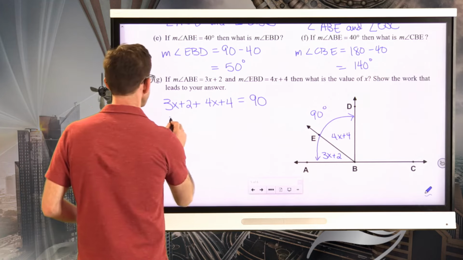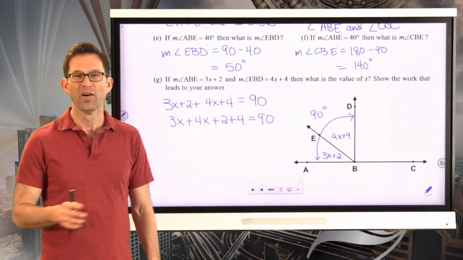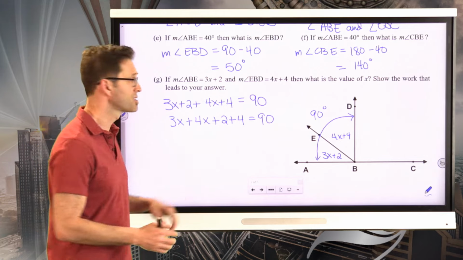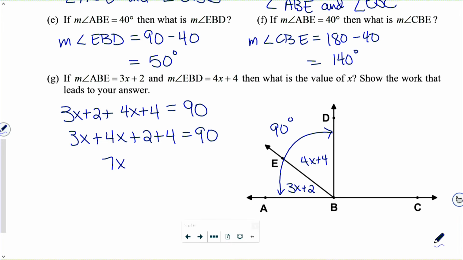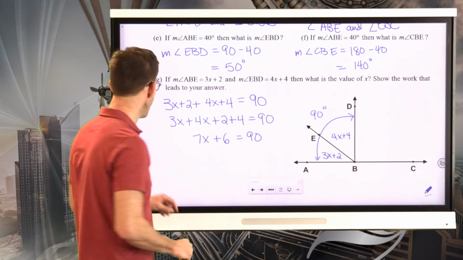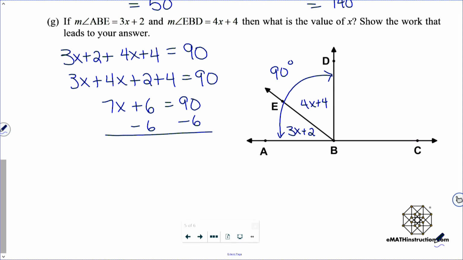So maybe I'll rearrange this a little bit. I have 3x plus 4x plus 2 plus 4 is equal to 90, just using a little commutative property of addition there to rearrange. Of course, now I can combine like terms. 3x plus 4x is 7x. 2 plus 4 is simply 6. I do all of that so that I get my equation into the classic two-step equation solving form. I can now solve my equation by subtracting 6 from both sides. That's going to give me 7x is equal to 84.